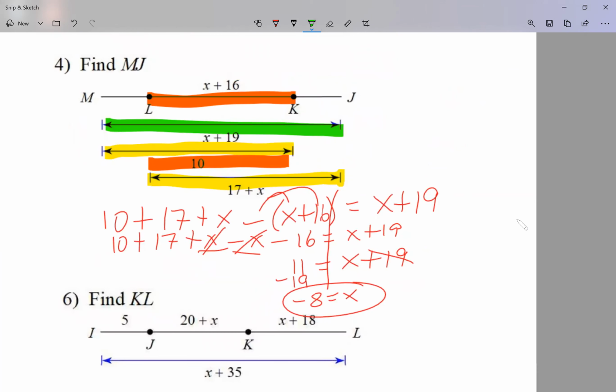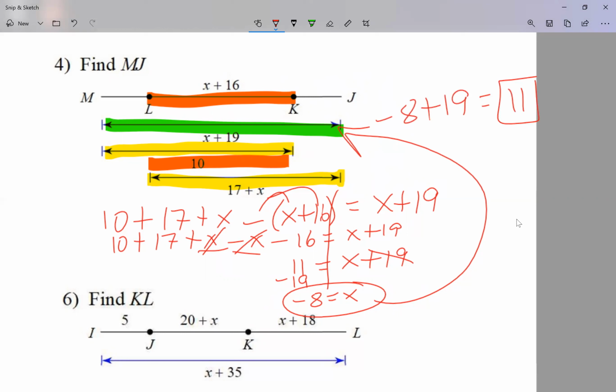Remember, here I'm asking, find MJ. So I want to know what's the distance between M and J. That's the whole segment. So I'm going to use this information that I have for x. I'm going to use it here. Notice how the whole segment is x plus 19. x equals negative 8. So in my mind, I'm really looking at negative 8 plus 19. So I'm just going to call that 11. My answer is 11. Right, I'm asking for MJ. I'm asking for the whole segment.